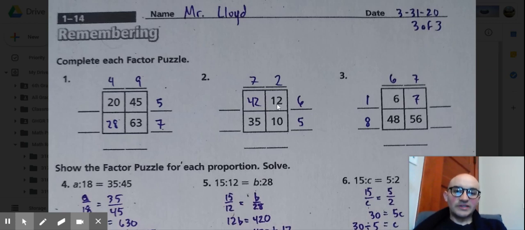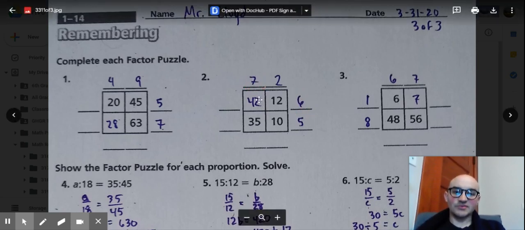Okay, 12 and 10, both multiples of the number 2. So 2 goes up here. 2 times what equals 12 must be 6. 2 times what equals 10 must be 5. 5 times what equals 35 must be 7. And finally, 7 times 6 gives me 42.